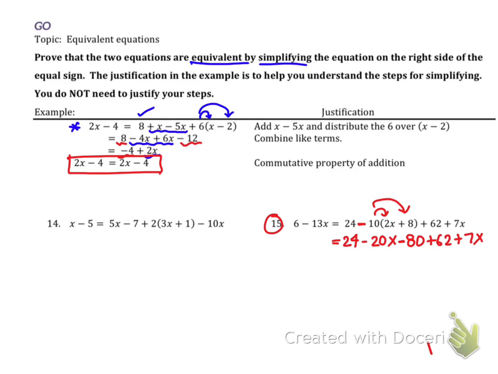So now what I would do, I would combine the like terms. I would first see 24 can be combined with negative 80 and 62. All right, so when you combine 24, and so up to you, you keep on doing 24 minus 80 and then 62. When you do it, you get 6, and then negative 20x and 7x, you combine that, so you're going to get negative 13x. So the left hand side is 6 minus 13x, so you see that they're equivalent.